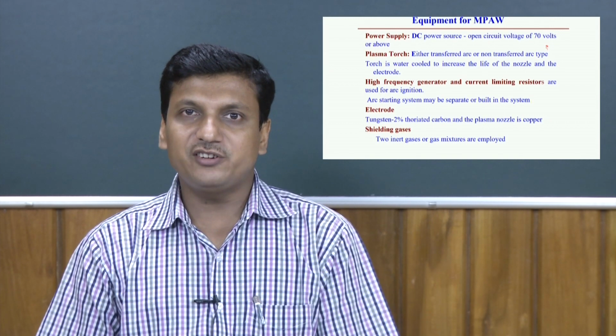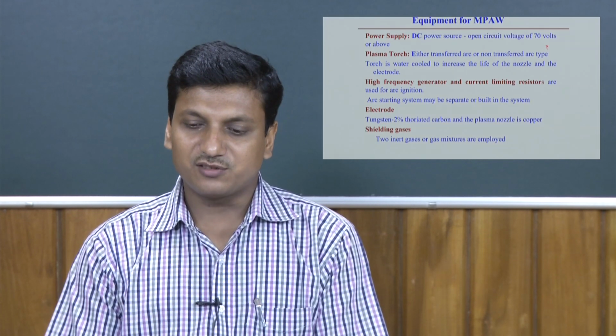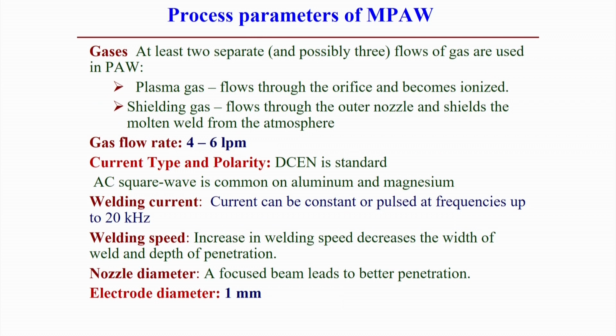So, this is specifically required for the titanium, but it may not be required for the other welding processes. So, what are the process parameters specifically in the microplasma arc welding process? One is that at least two separate and possibly three flows of gases are used: the plasma gas and the sealing gas that we have already discussed. Gas flow rate is around 4 to 6 liters per minute.